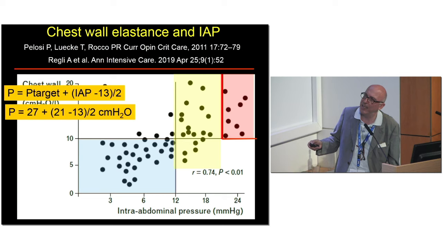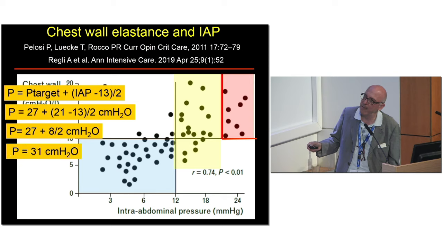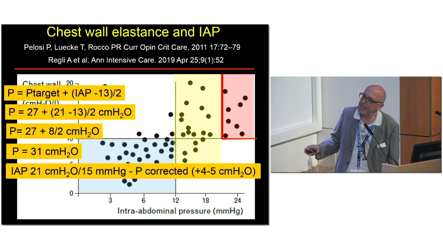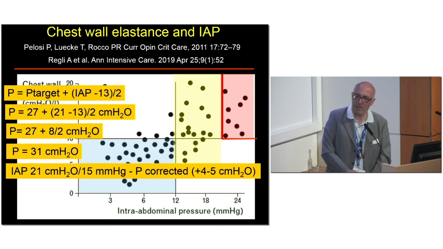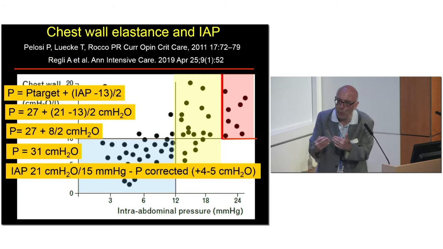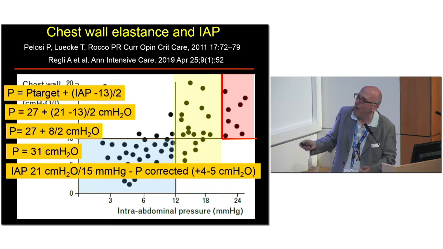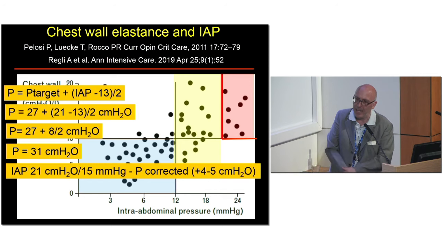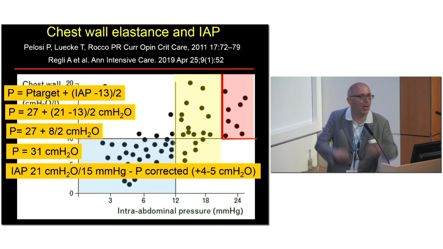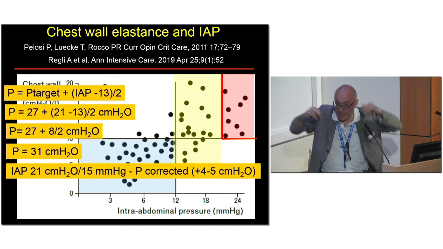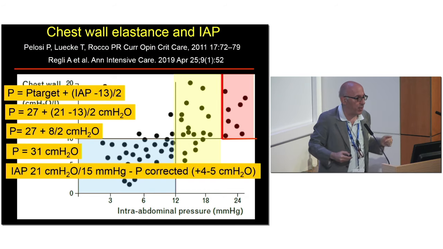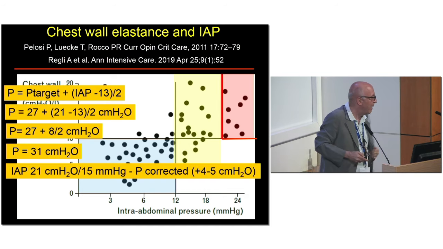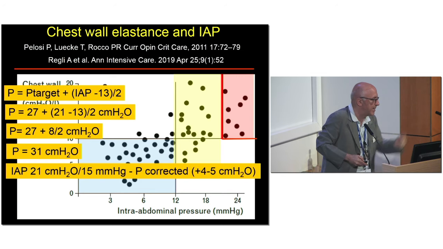21 minus 13 divided by 2. So it means 27 plus 8 divided by 2, so 27 plus 4, 31. So it means that if you have an intra-abdominal pressure of 21 centimeters of water, or the equivalent of 15 millimeters of mercury, you should correct, if you want to get the same level of transpulmonary pressure, for 5 centimeters of water higher in airway pressure. Is it clear? In an obese patient, you can accept for the same level of safety 4 to 5 centimeters of water higher in the airway pressure without measuring any esophageal pressure. Just a very easy bedside correction.